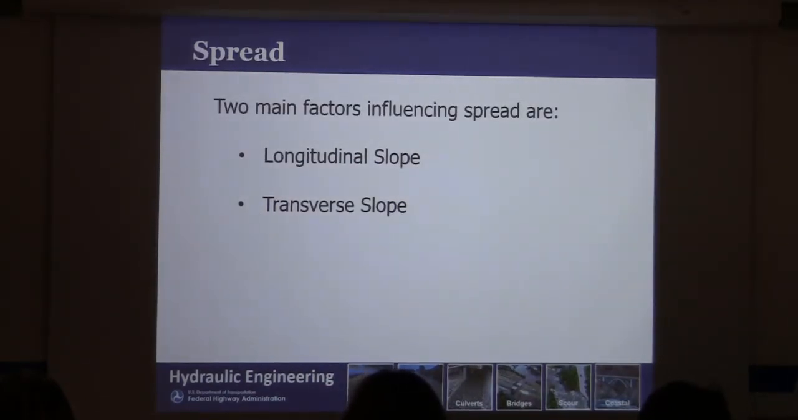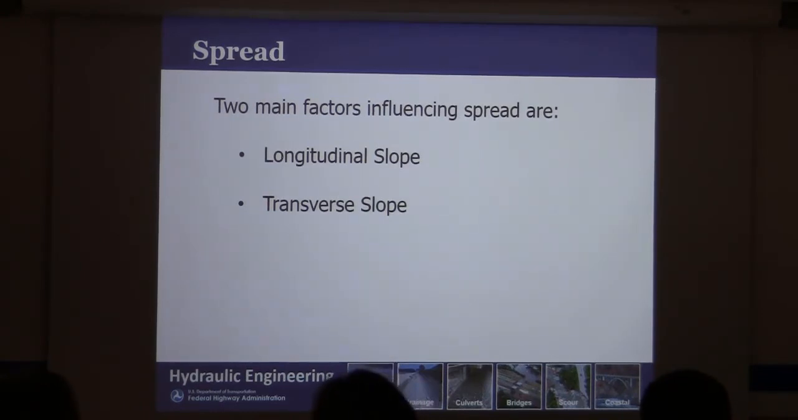So two main factors that are influencing the spread are the longitudinal slope of the road and the transverse slope, that cross slope from the middle of the crown of the road to the gutter.